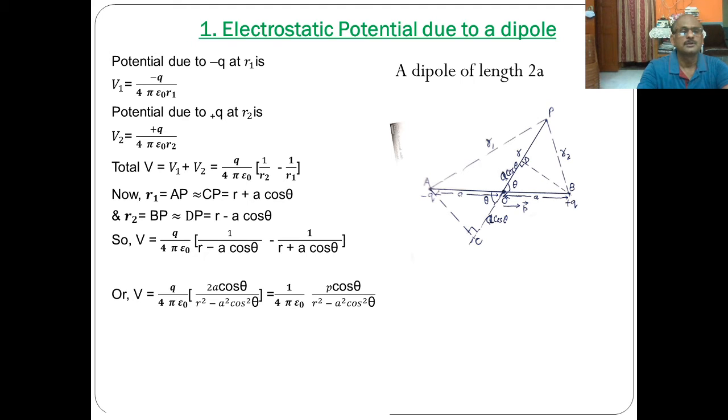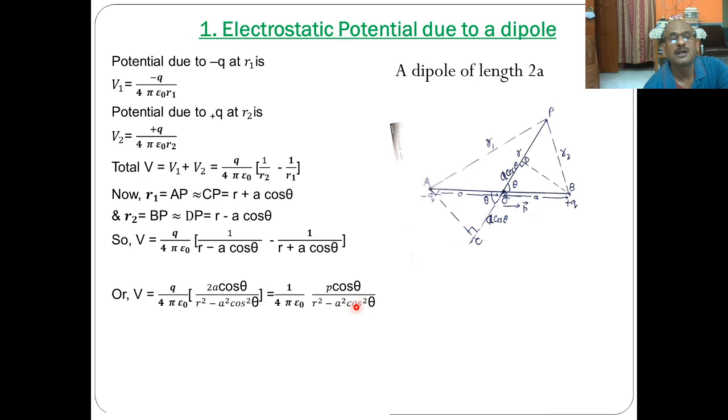And we know q into 2a is the dipole moment. Here q into 2a, so that is p. So its numerator will be p cos theta by 4 pi epsilon naught within bracket r square minus a square cos square theta. So the potential not only depends on p, which depends on q, that is charge, and its length, it also depends on the angle. The same we have not seen in a point charge.